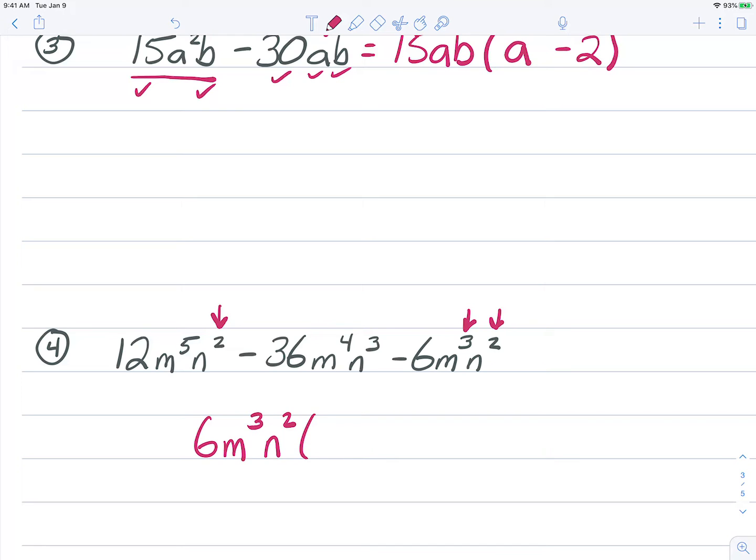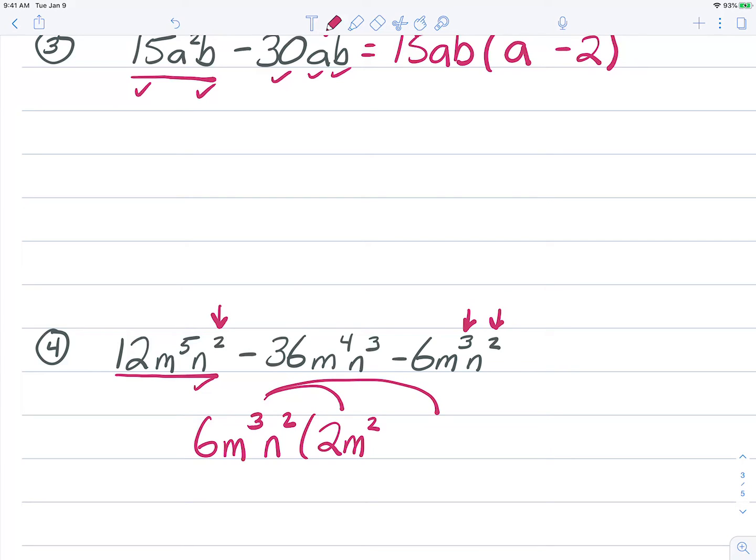Now let's figure out what we multiplied by to get what is now our problem. So 6m cubed n squared was multiplied by what to get 12m to the 5th n squared? So in pieces, 6 times 2 is 12. M to the 3rd times m squared would get you m to the 5th, because remember, that's adding exponent rules. And n squared, we already have an n squared, so we don't need to have any other n's.